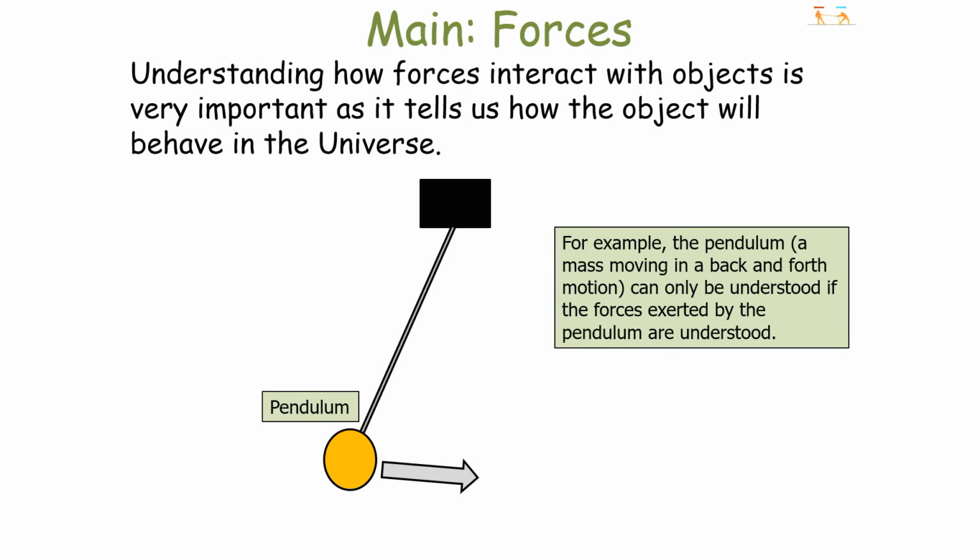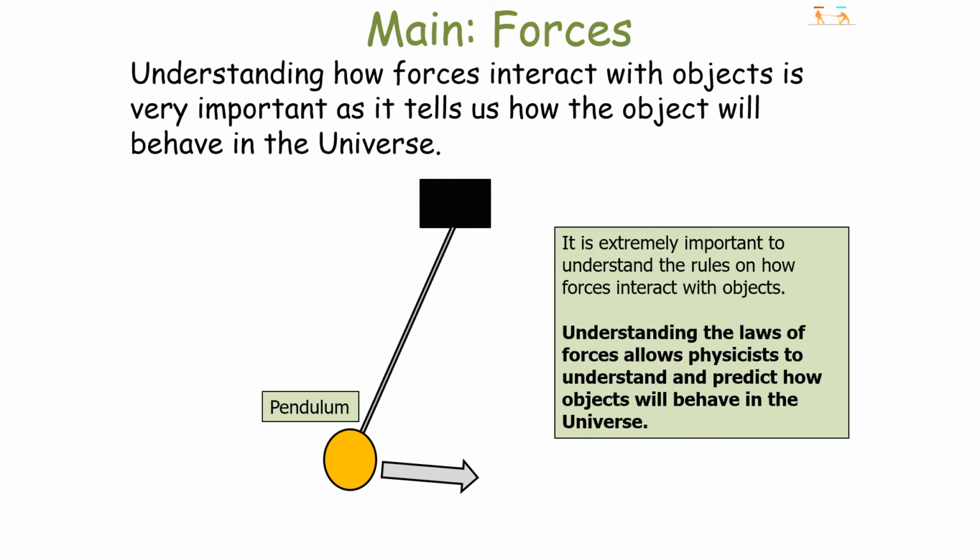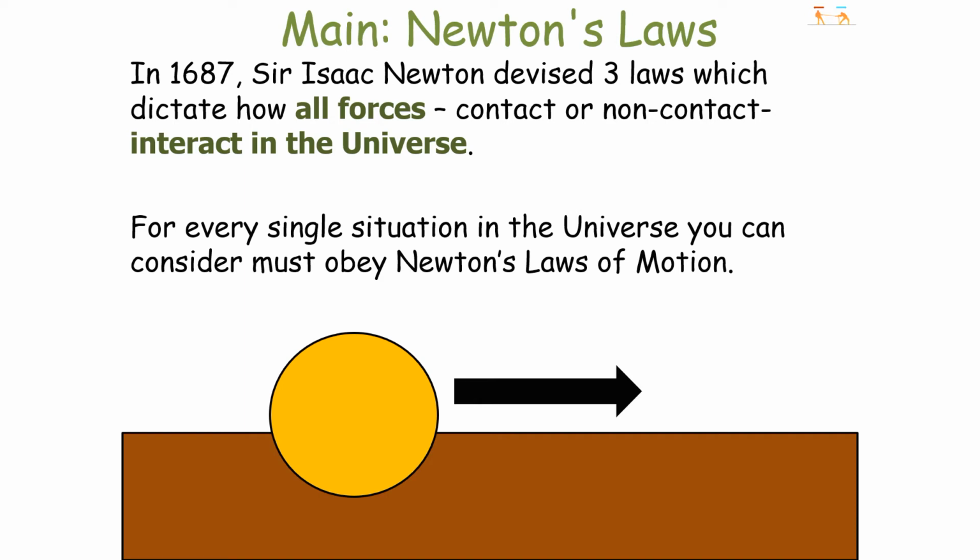Now, understanding how forces interact with objects is very important, as it tells us how the object will behave in the universe. So for example, a pendulum can only be understood if the forces exerted by the pendulum are understood. So understanding the laws of forces allows physicists to understand and predict how objects will behave in the universe. So in 1687, Sir Isaac Newton devised 3 laws which dictate how all forces, contact or non-contact, interact in the universe.